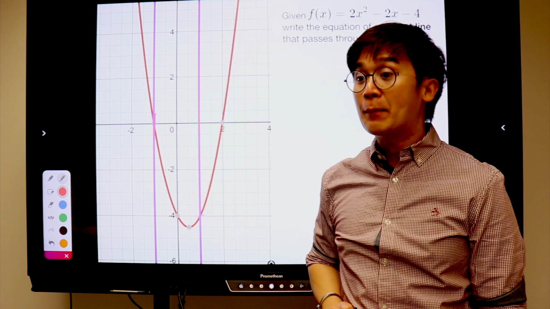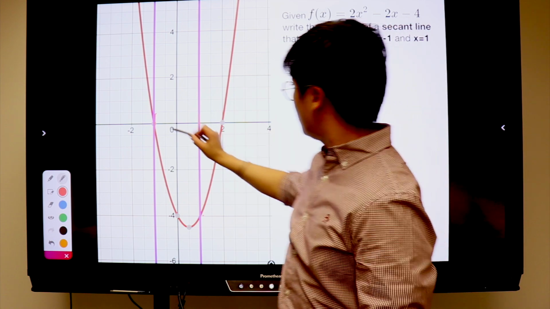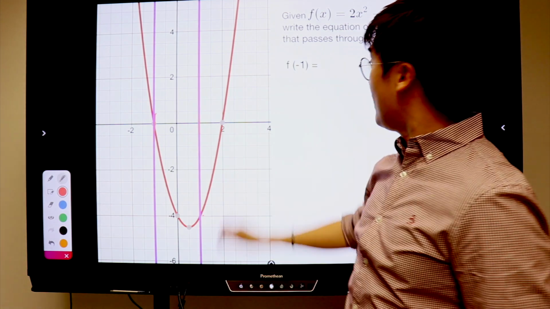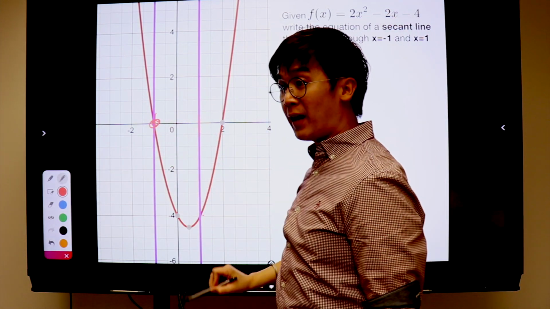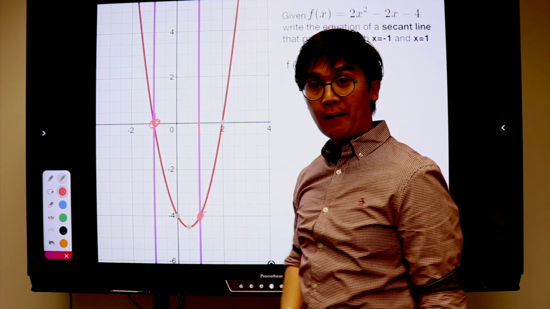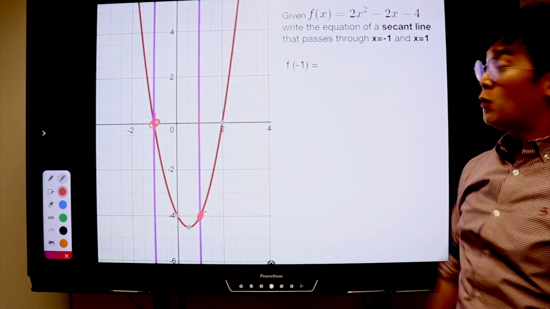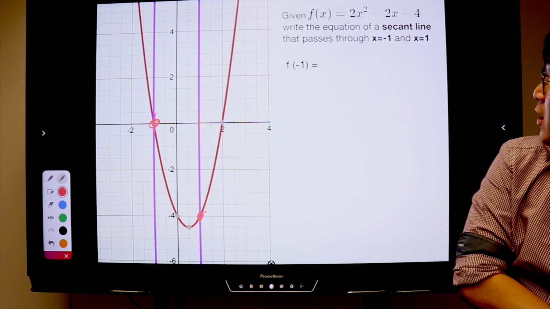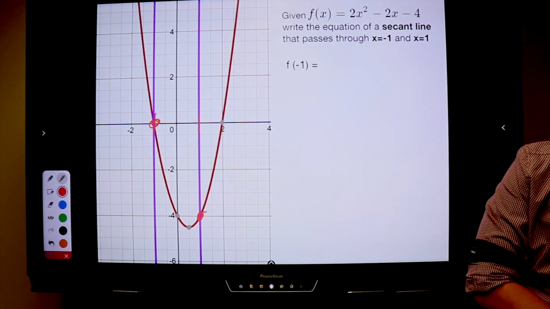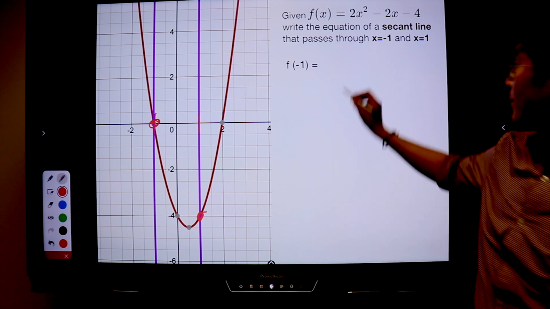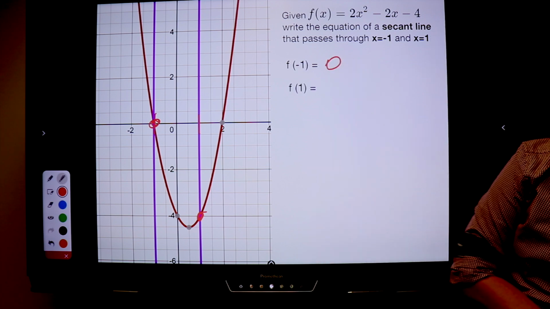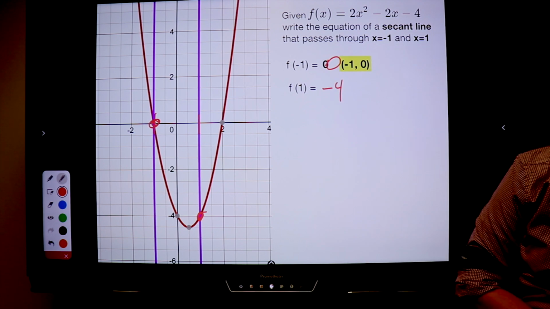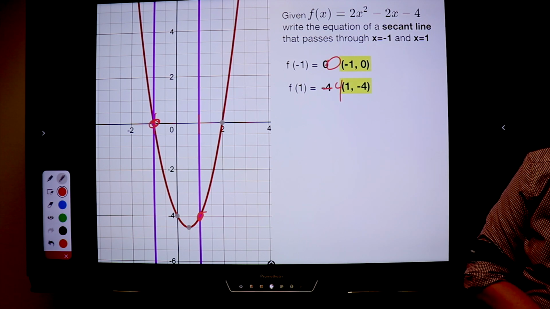Yes, the point of intersection of those 2 lines right there. So we have here our f of -1 because we need to find this point, right? And we need to find this point as well. And to do that, you just have to substitute or just look at the graph. Those are the 2 ways on how to find f of -1. So what is f of -1? 0. What is f of 1? -4.